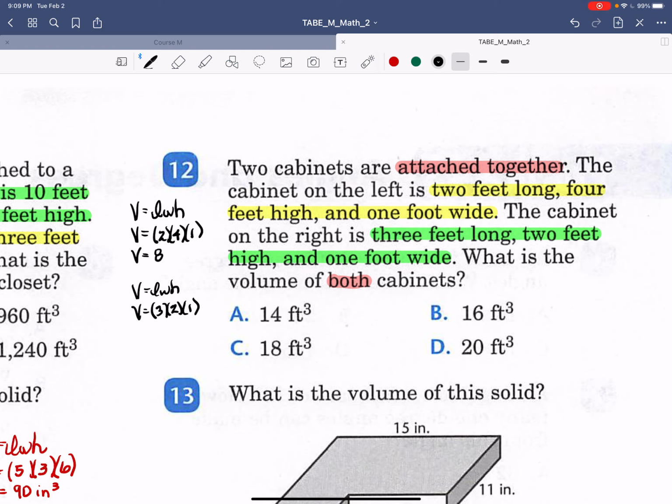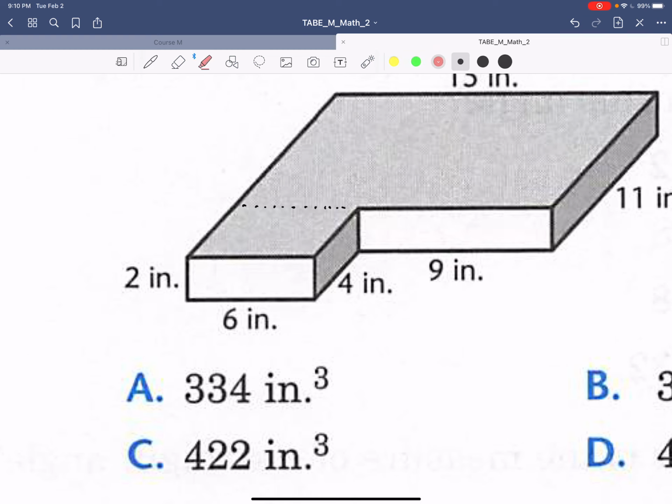Number 13. This one kind of looks like a stage, maybe. But we need to find the volume of this solid. And I'm going to let my dotted line, the imaginary line, be right there. Let me try that again. That is not straight. That's not much better, but that's okay. We'll put it right there. And then I'm going to color in part of this. I'll color this smaller one. So we need to find this little portion and then that back portion and put those together.